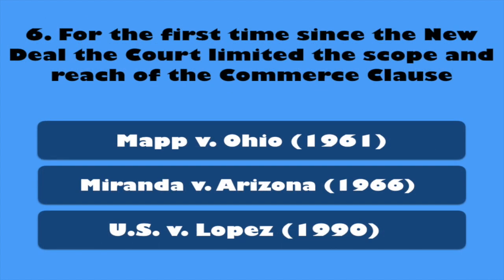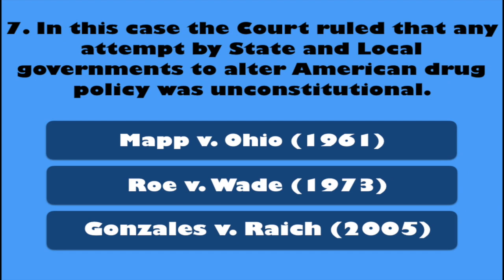Question number 6. For the first time since the New Deal, the court limited the scope and reach of the Commerce Clause. Mapp v. Ohio, Miranda v. Arizona, U.S. v. Lopez. This doesn't happen very often. The Commerce Clause has been used more than any other device to increase the national government's size and power. But the Supreme Court did find a limit in the case U.S. v. Lopez.